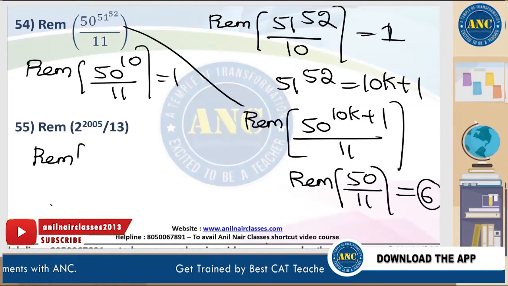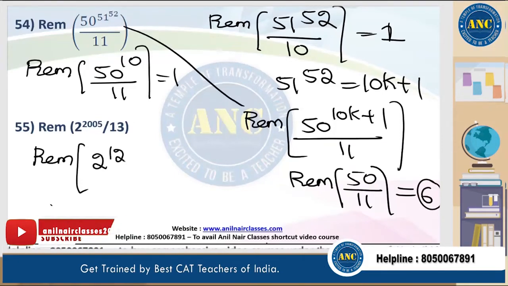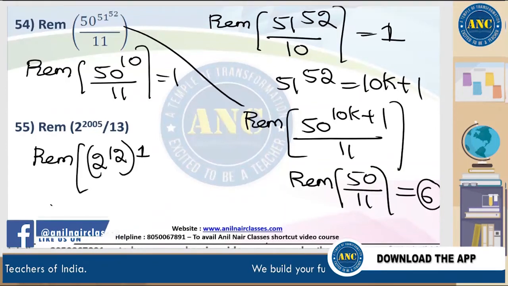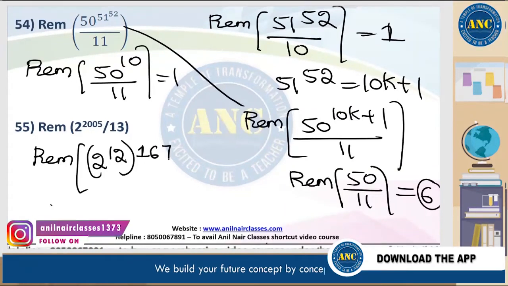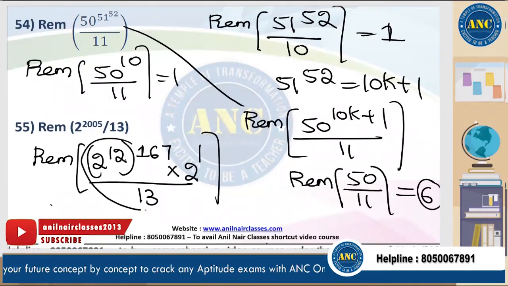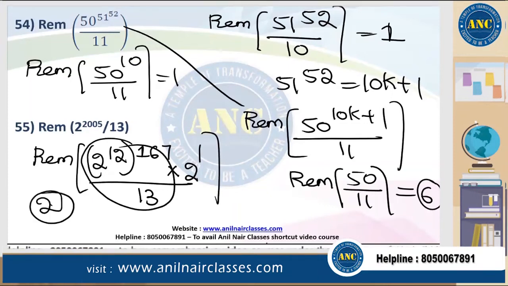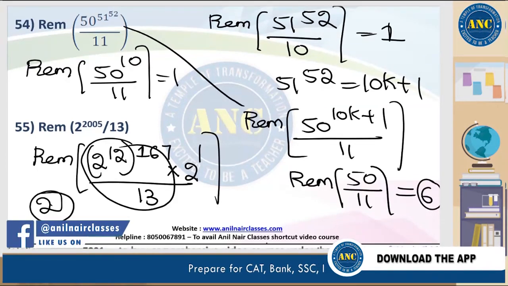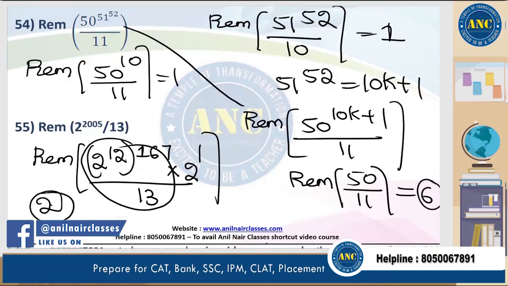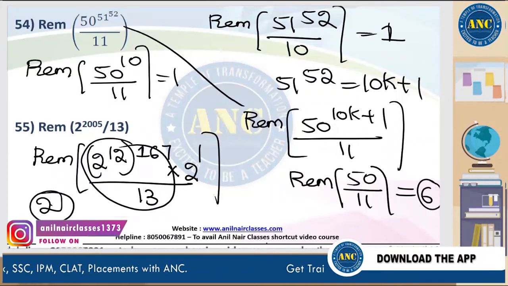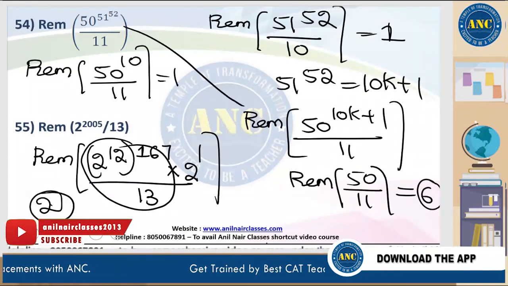2 power 2005 divided by 13. 2 power 12 power 167: 12 ones are 12, 12 6s are 72, remainder 7, into 2 power 1 divided by 13. This is over. 2 divided by 13 is 2. Idea clear? 54, 55, 56.